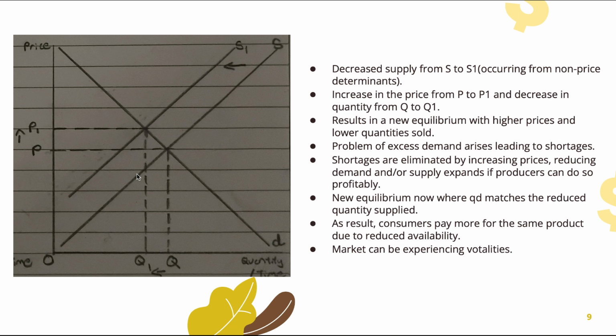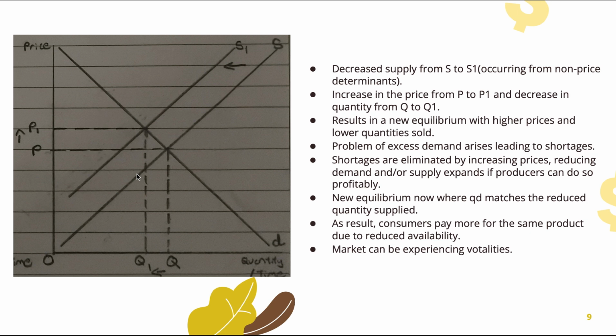And the supply expands if producers can do so profitably at the price. Now there's a new equilibrium where the quantity demanded matches the reduced quantity supplied. But this occurs at a higher price and lower quantity than before. Consumers will now pay more for the same product due to the reduced availability. At the new equilibrium, fewer units of the good are bought and sold because supply has decreased, and there are higher prices, with the quantity moving from Q to Q1.